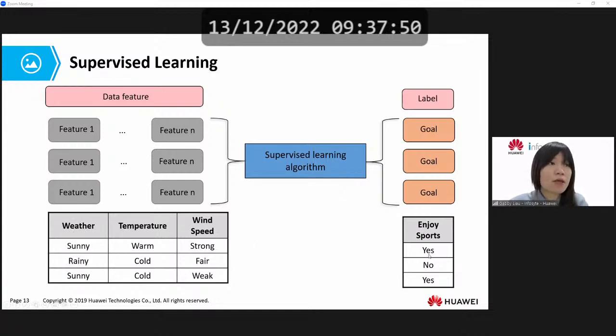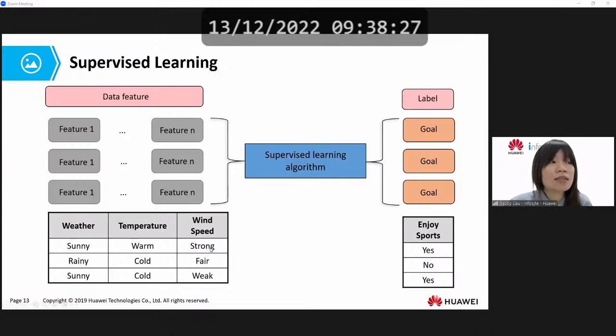From this example, you can see that now we want to train a model to tell us whether a person will enjoy sport or not, if the weather is sunny, if the temperature outside is warm, if the wind speed is strong. So this is what we want the model to tell us. But before we can let this model tell us, we have to tell it, okay, under these situations, the person will, yes, enjoy sport. So this is like a standard answer for these conditions.